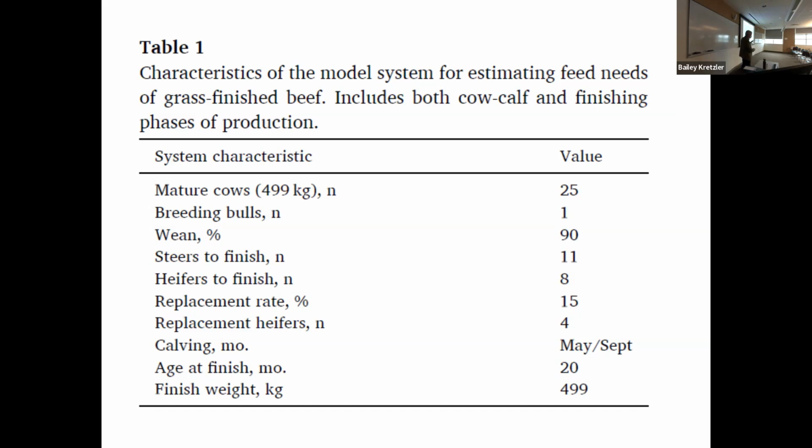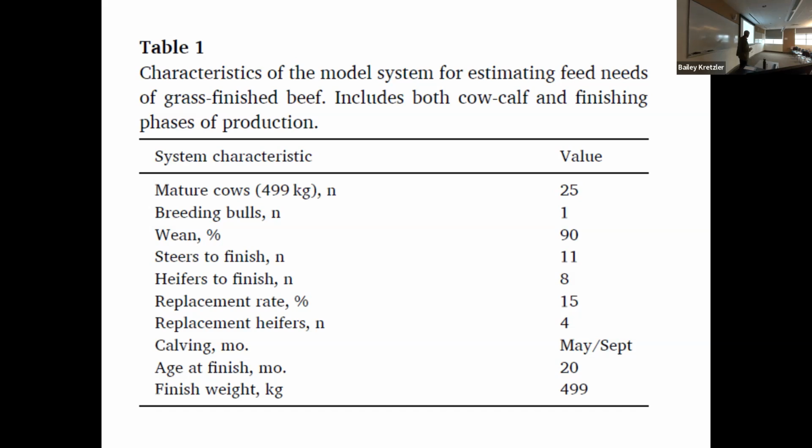We look at calving at two different points in time. Most operations in the United States calve in the spring. We also look at calving in the fall, so that you have essentially a continuous stream of animals throughout the year. And these animals were getting finished at 20 months, which is older than a feedlot animal on grain would be finished, and they weigh about 500 pounds.